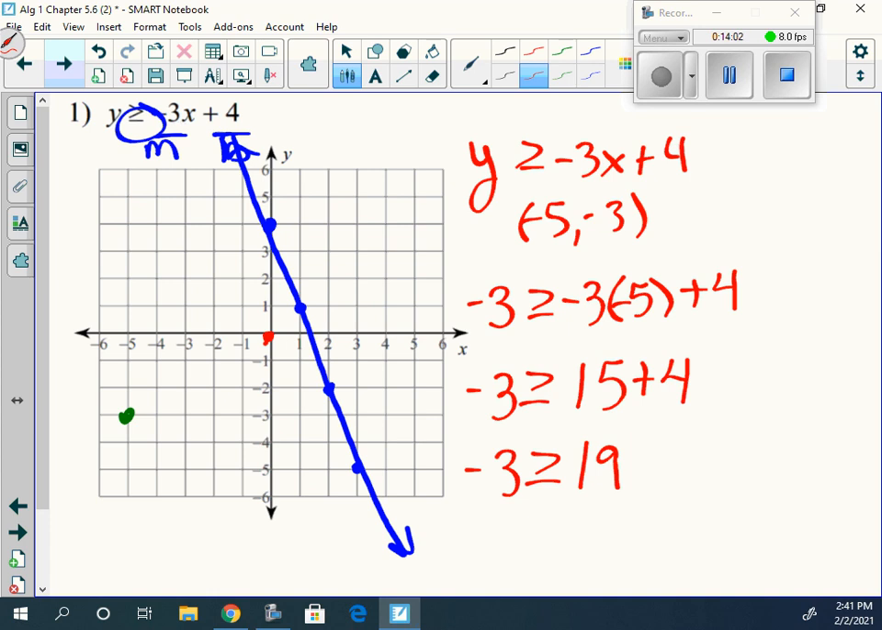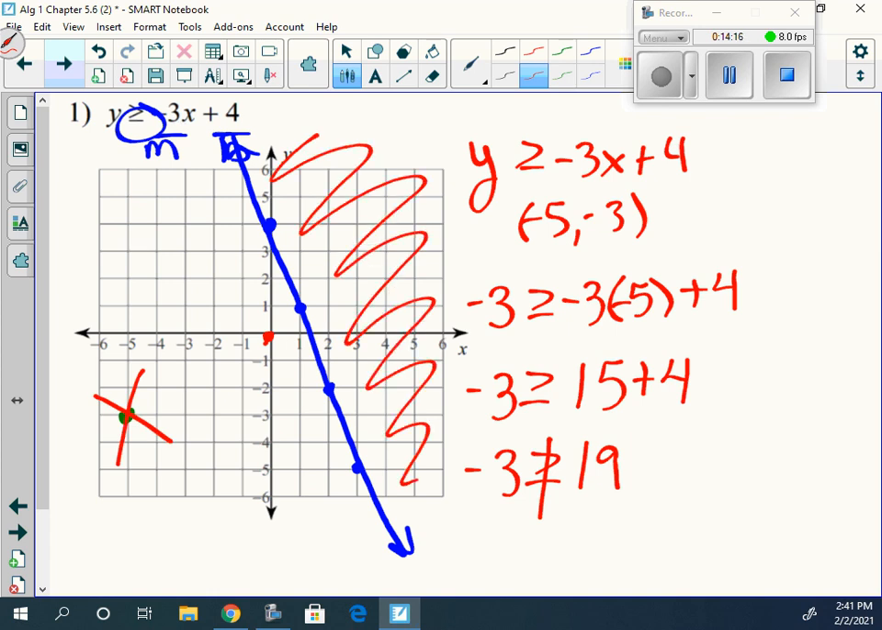What do y'all think? It's false. So it doesn't work, so that means we don't shade on this side, we shade on the other side. And that's it. Questions on this here? Okay.